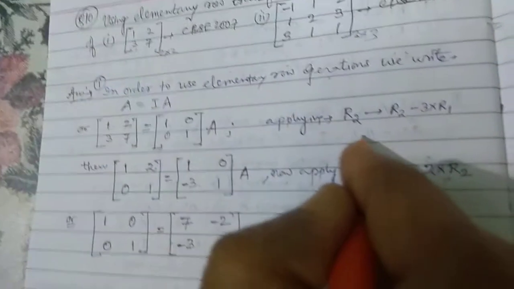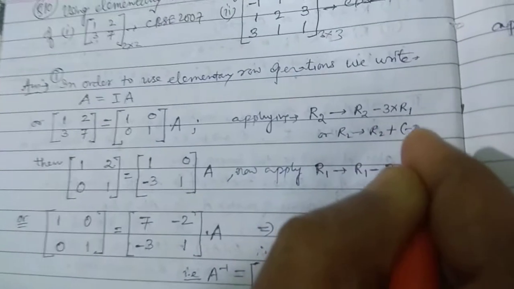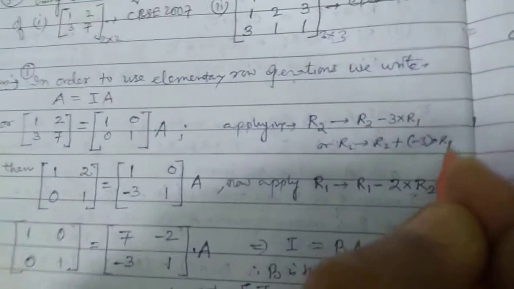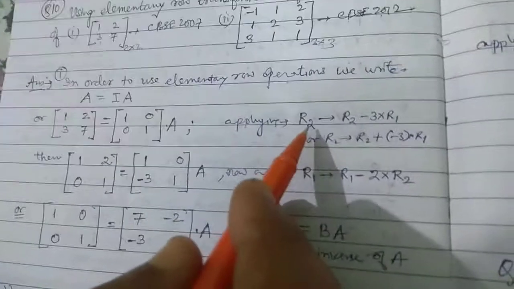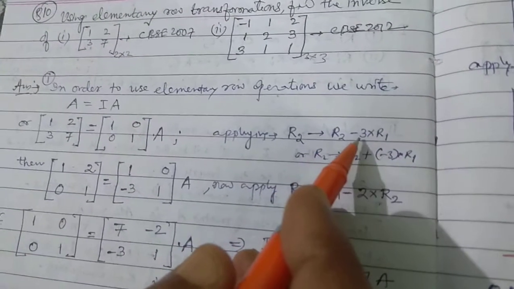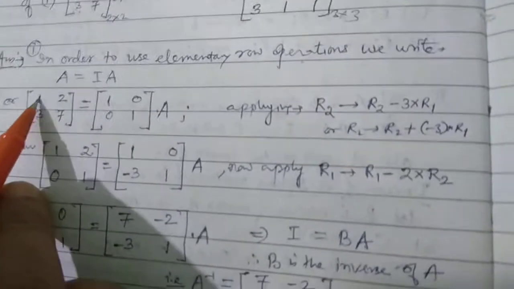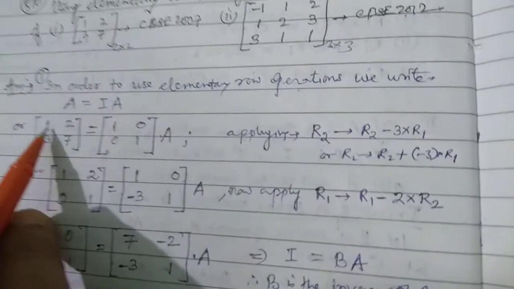Or I can write this as R2 is replaced by R2 plus minus 3 into R1. Same thing. Now what happens? Row 2 is replaced by the original row 2 minus 3 into row 1. So 3 will be replaced by 3 minus 3 into 1. So 3 minus 3 into 1, so it is 0.